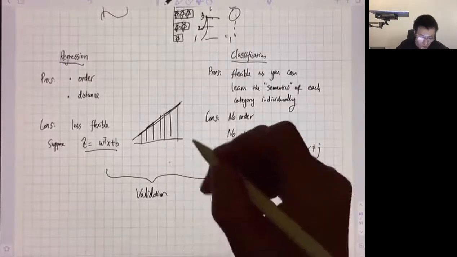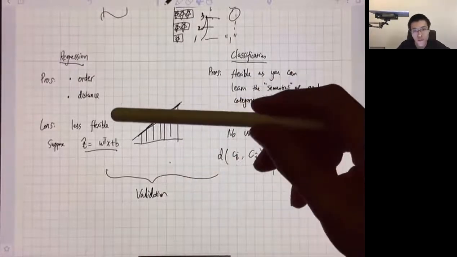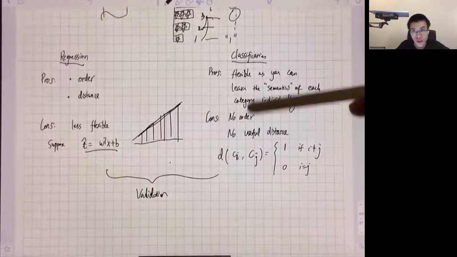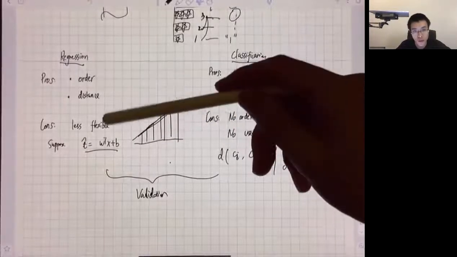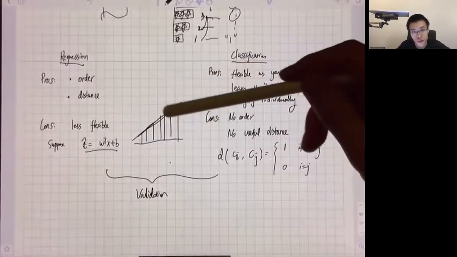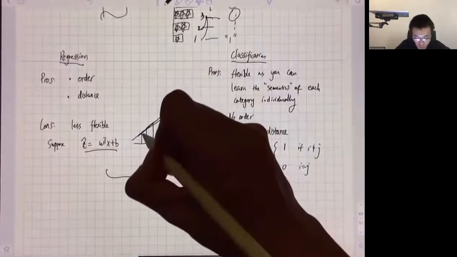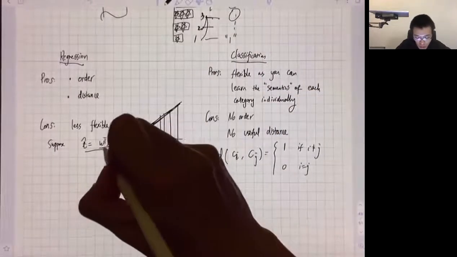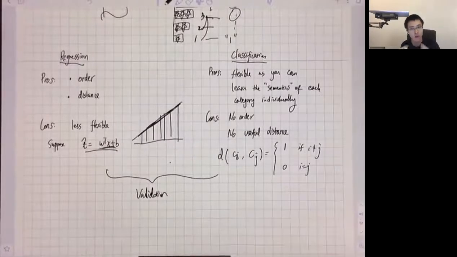My intuition is that if you have many samples, classification is probably better. But if you have fewer samples, like a few hundred, maybe you need to do regression. You can pool the information all together, right? But if you do classification, then you are learning the semantics of each category individually.